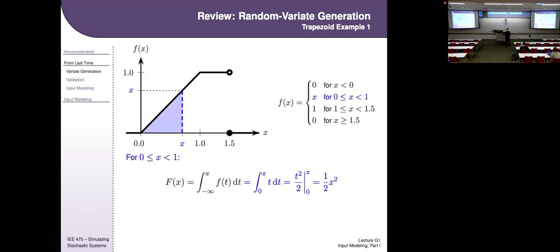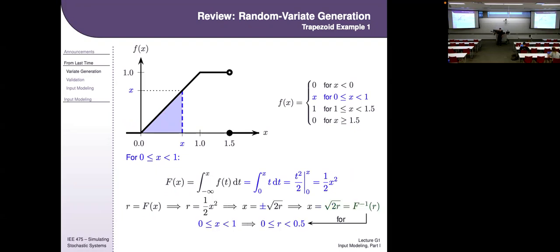So just geometrically, I can see that from 0 to 1, the CDF is just the area of that triangle. And then for that region, from 0 to 1, I can invert that to generate my inverse CDF. So I just set R equal to that thing, and that's what just goes on here.